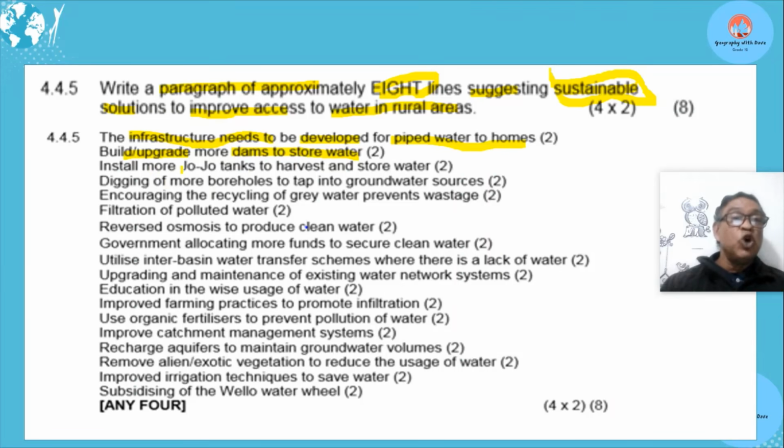Install more JoJo tanks, all right, where you can have storage of water, and JoJo tanks have a long lifespan, so you can store water. Digging more boreholes to tap groundwater. All right, the borehole is an infrastructure that's there. Okay, can last a long time. You have it there. You can get your water.